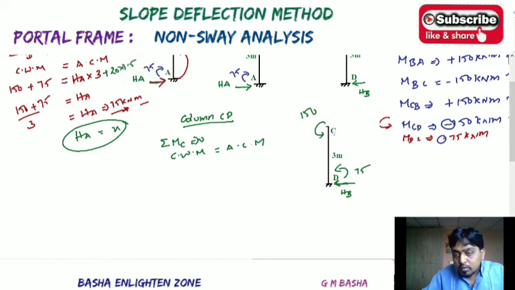Okay, so what are the clockwise moments? Here the anti-clockwise moments will be this 150 and 75. Take down that one first: 150 and 75 on one side.